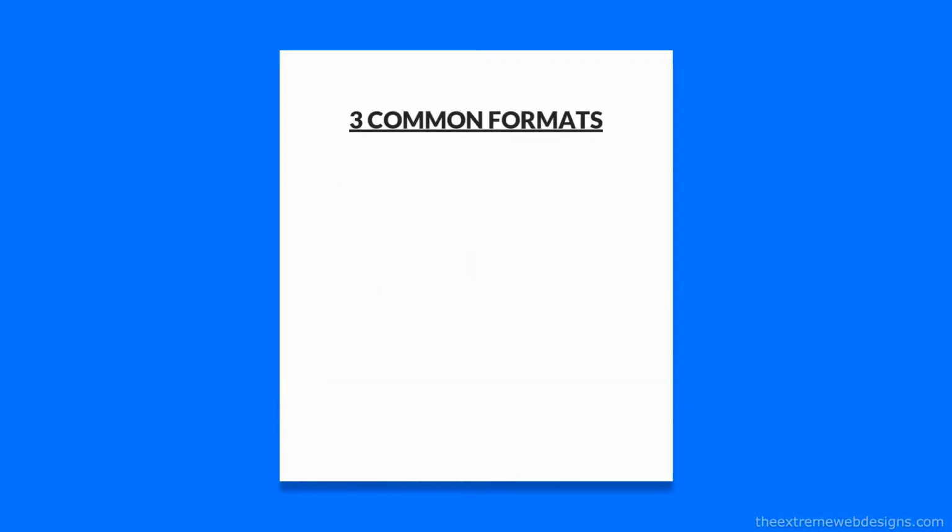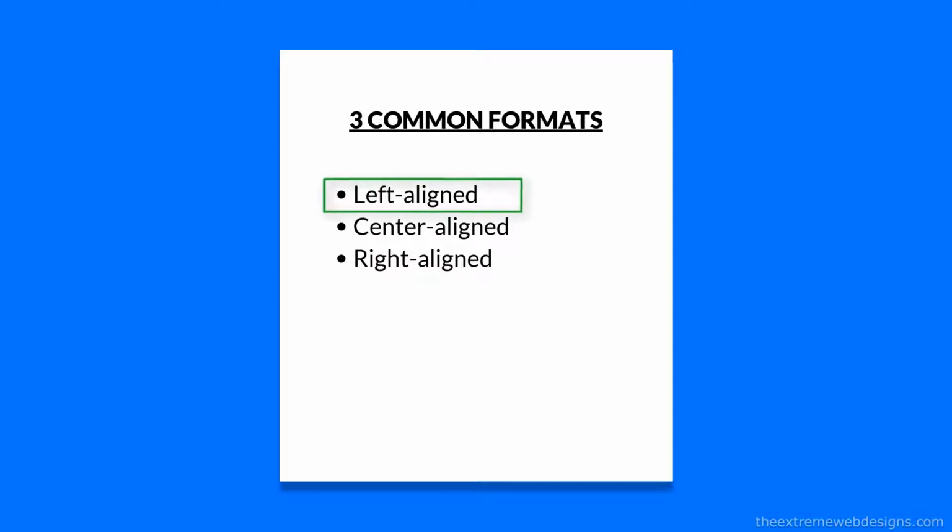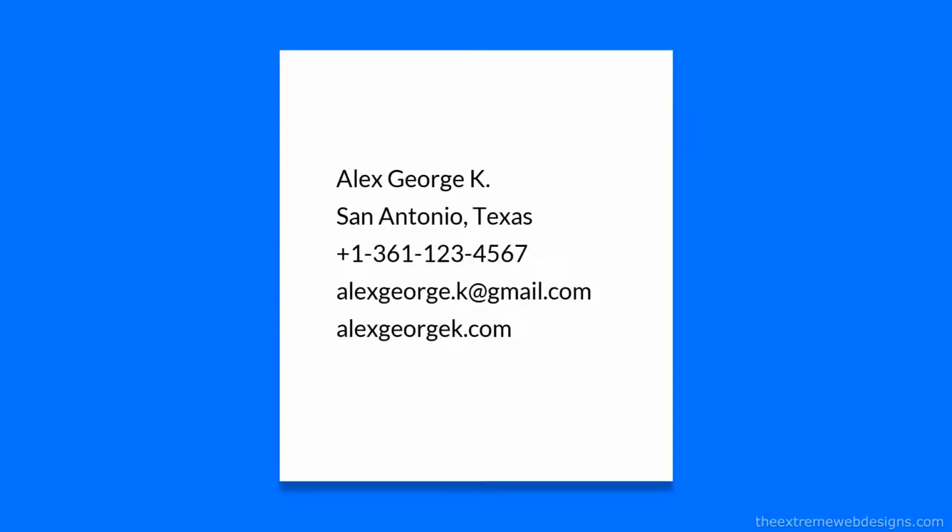There are three common formats of including the contact information in the header. They are left aligned, center aligned, right aligned. Let's first look at the left aligned format. Double-click in the header area of the document to open up the header in edit mode. Move all your contact information towards the top left corner of the page and place it in the header area like so.